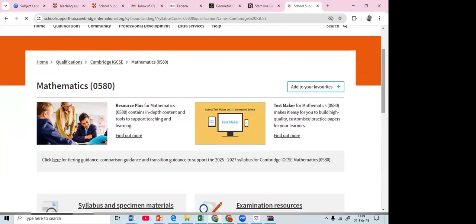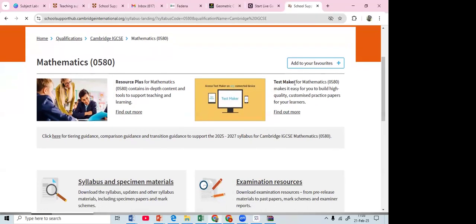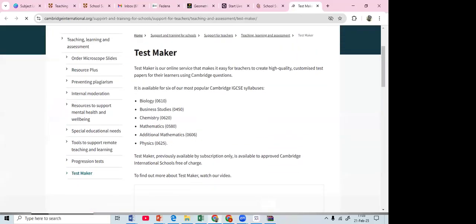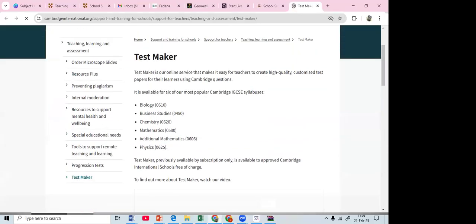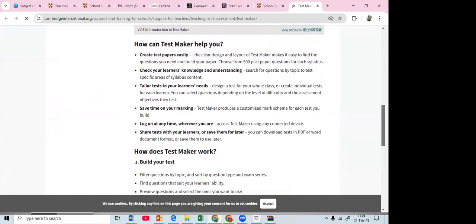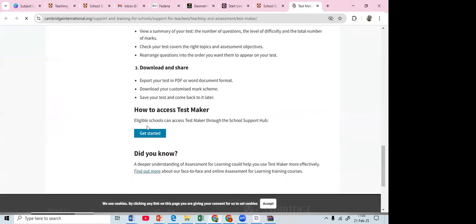I have the resources. Cambridge gives you the resources you can use to make your lessons better, but also it can help you to set an assessment quickly. Quickly here, you say, find out more. I'm going to check which assessments I can set, whether I am a biology teacher, business, chemistry, math, physics. For you, they are already sorted. There is no need to waste time setting tests. So you come here and say, set for me, get started.